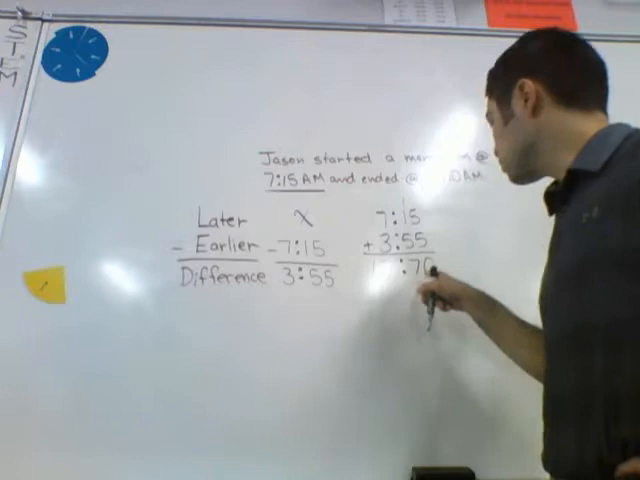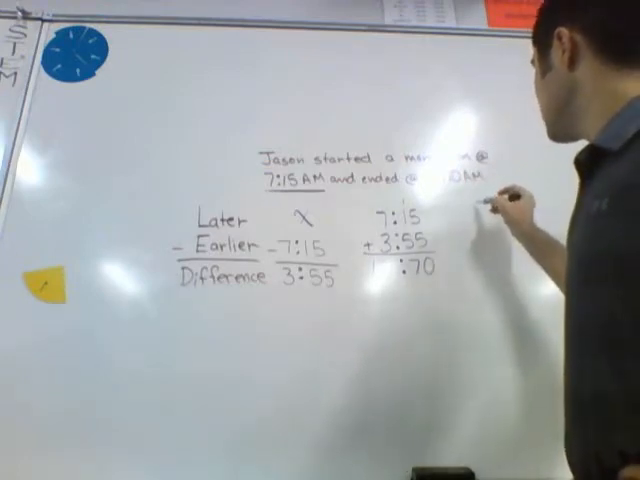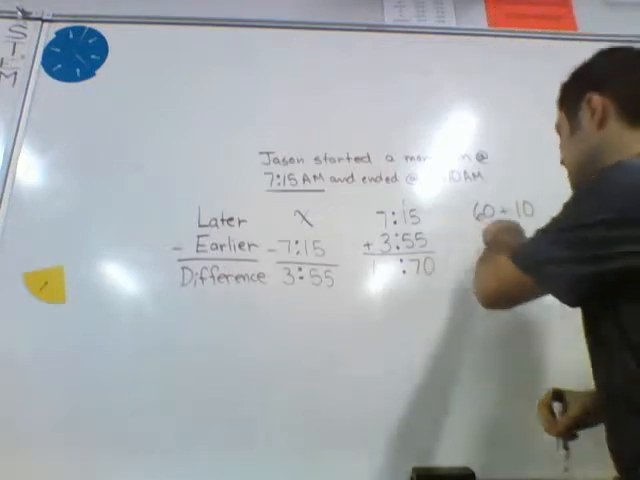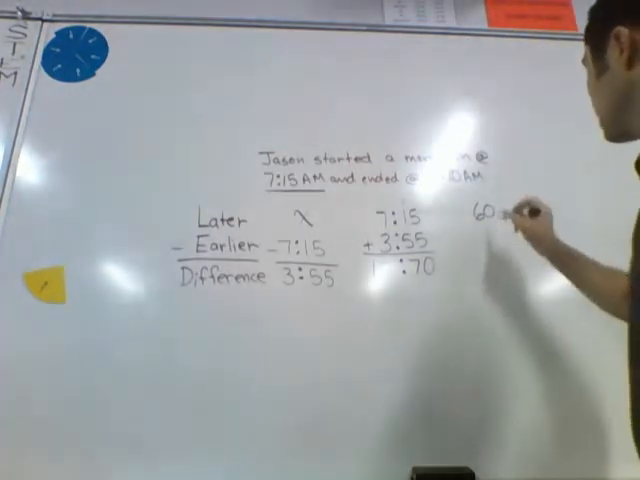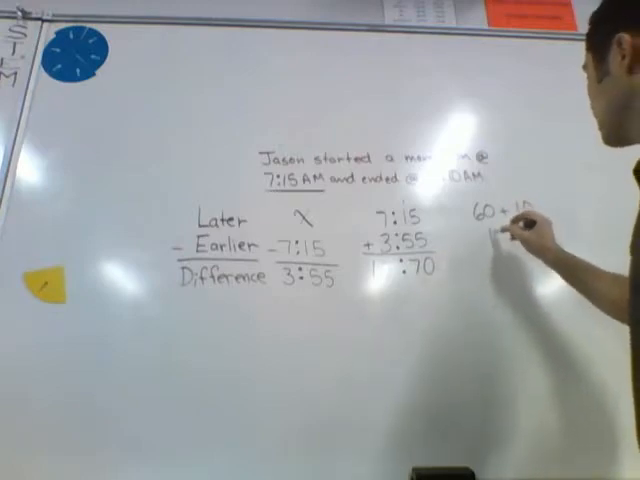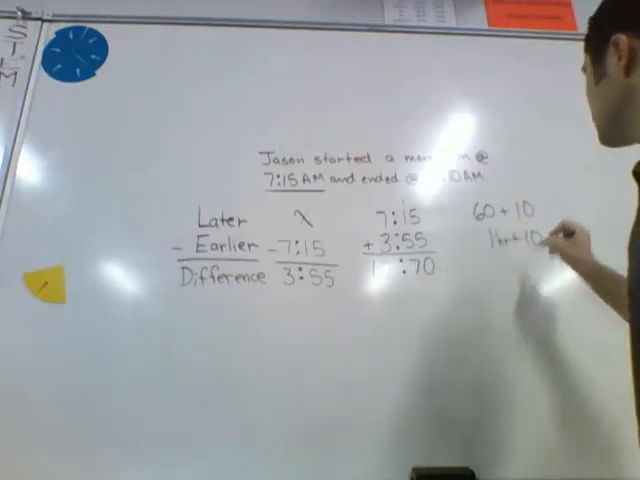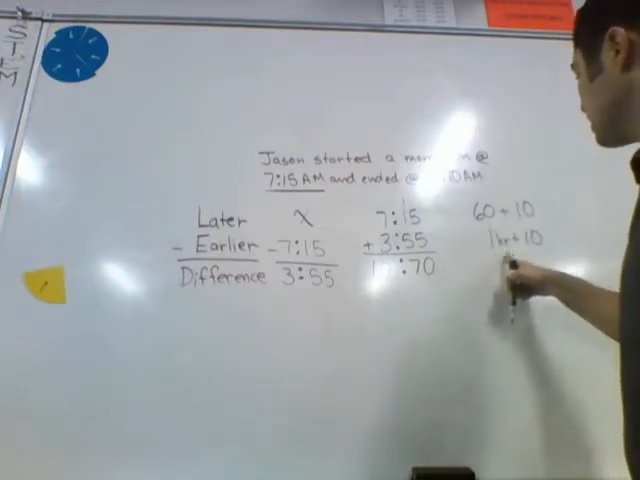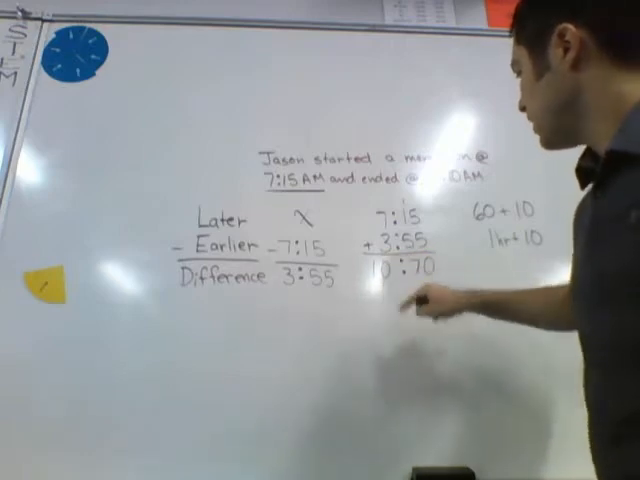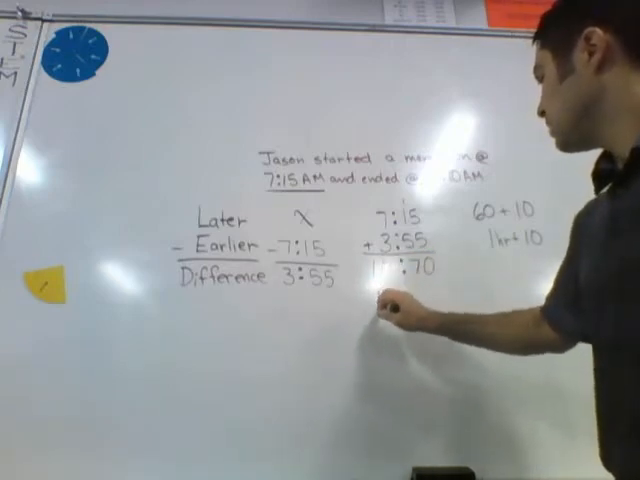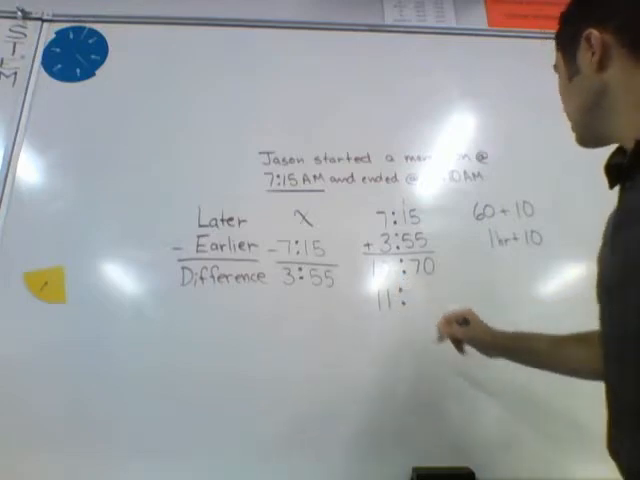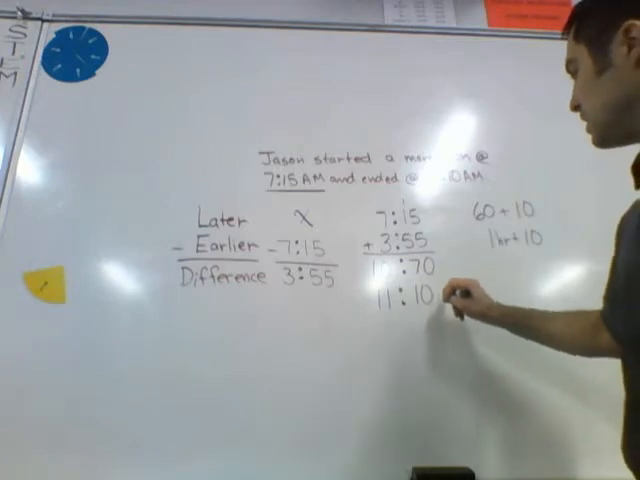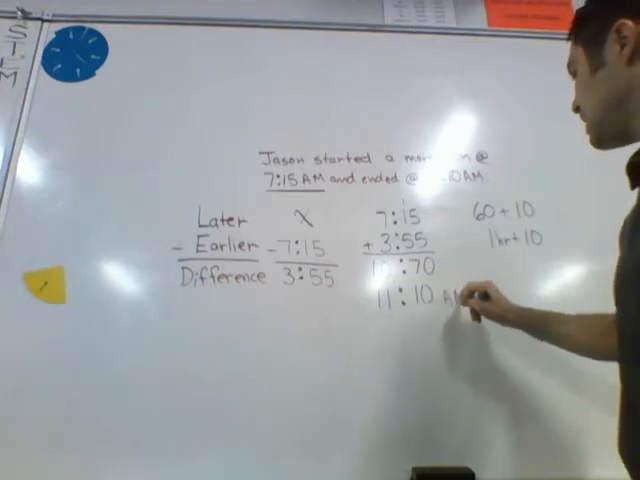Okay, now we're going to go backwards. We know that 70 minutes is the same as 60 minutes plus 10 minutes. The reason I picked 60 is I know that is an hour. So 70 minutes is the same as 1 hour plus 10 minutes. So we're going to take 1 hour and add it in here. Now let's make this into an 11, and our 10 minutes that are left over go there. So that means he ended his marathon at 11:10 a.m.